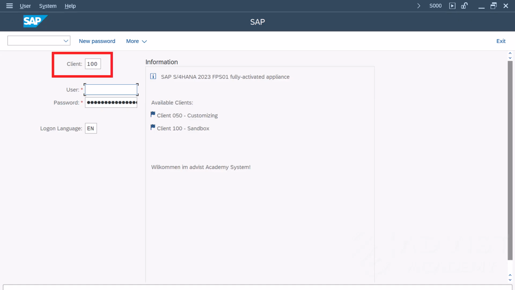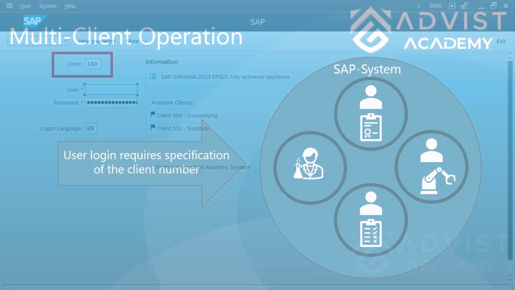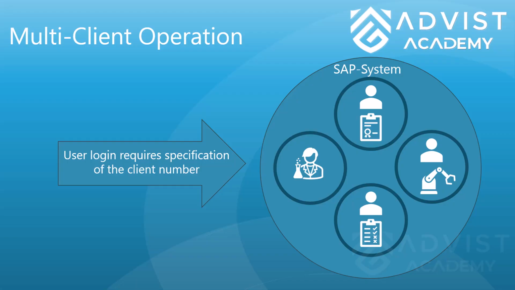Typical examples include client numbers 100, 200, or 300. This number governs the data environment a user accesses during login. Entering the client number is part of the login procedure and is a prerequisite for accessing any functionality available within the system. Only after logging into the correct client does the corresponding data and system environment become available. By specifying the client number at login, the system knows which isolated data environment should be accessed.